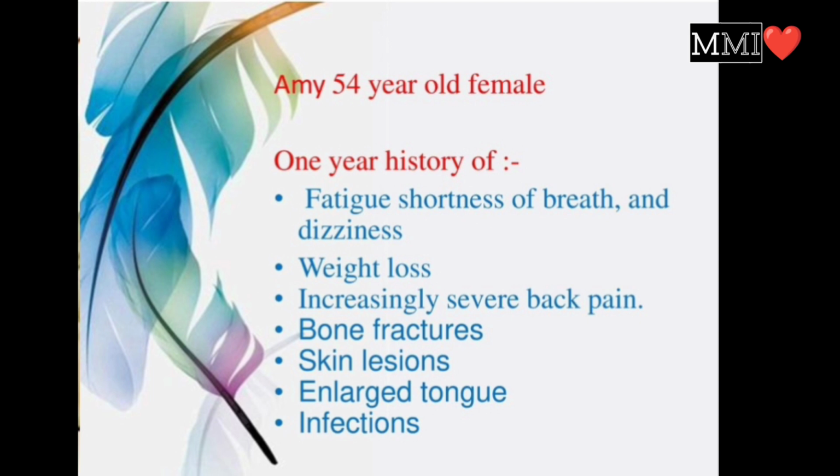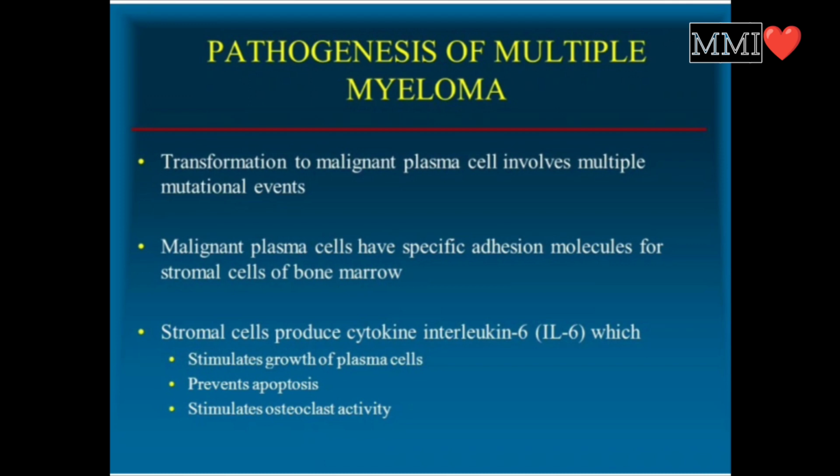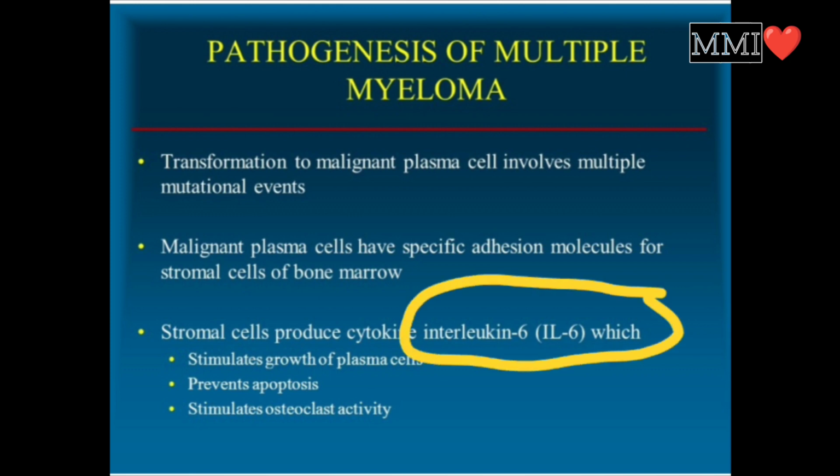Let's start with multiple myeloma. In the pathogenesis of multiple myeloma, the transformation of malignant plasma cells involves multiple mutational events, mutation because of radiation exposure or environmental factors. Malignant plasma cells have specific adhesion molecules for stromal cells of the bone marrow and attach to them. The stromal cells produce a cytokine, interleukin 6, which stimulates the growth of the plasma cells, prevents apoptosis, and stimulates osteoclastic activity. So remember what is happening here: interleukin 6 is the culprit.